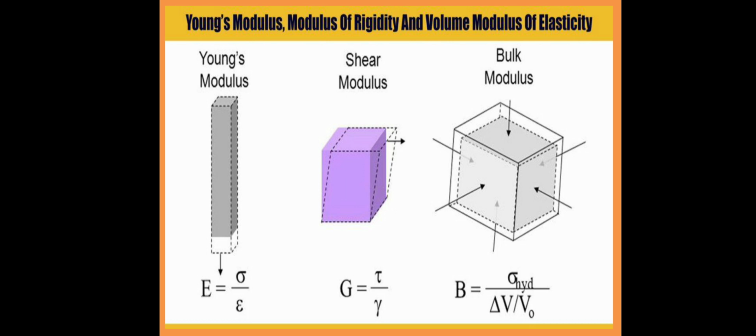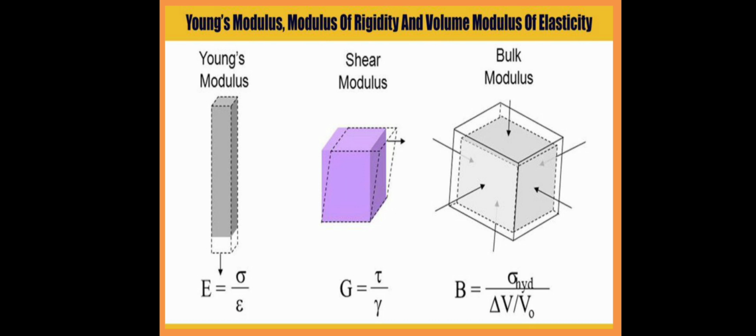Next one is rigidity modulus or shear modulus. It is given as the ratio of shearing stress to shearing strain. Shearing stress is applied tangentially to a surface, and as a result, one surface is displaced with respect to another fixed surface. And third one is bulk modulus.